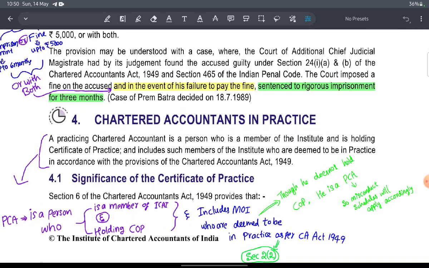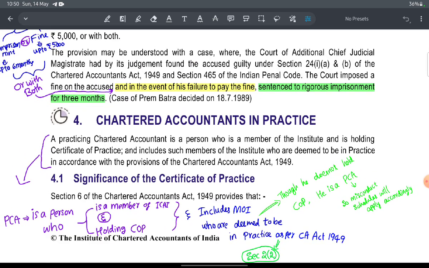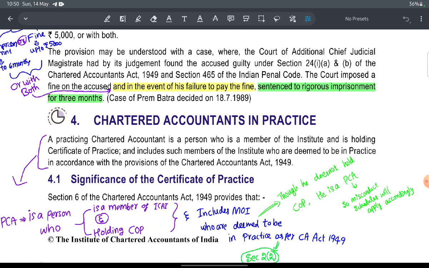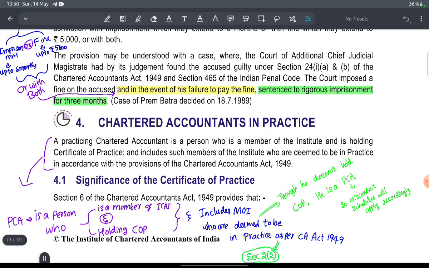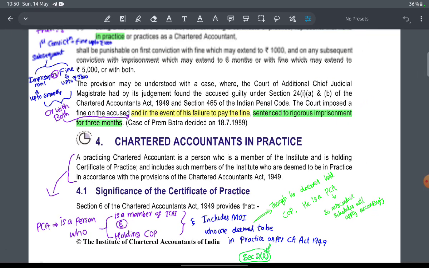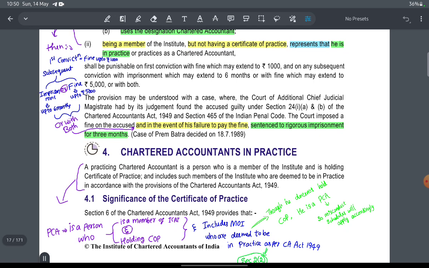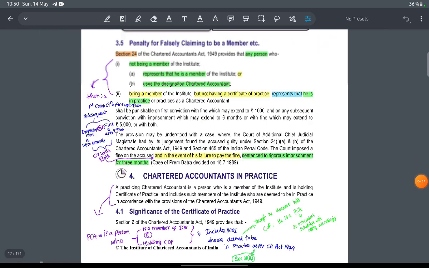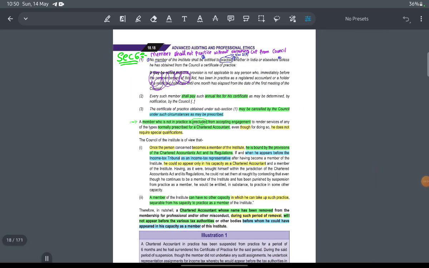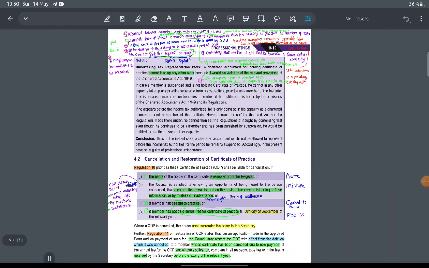Then COP in practice. Who is COP in practice? He is a person who is a member of the ICAI and holding certificate of practice, and includes members in practice who are deemed to be in practice as per section 2 clause 2 of CA Act. Then we'll come to these later on.